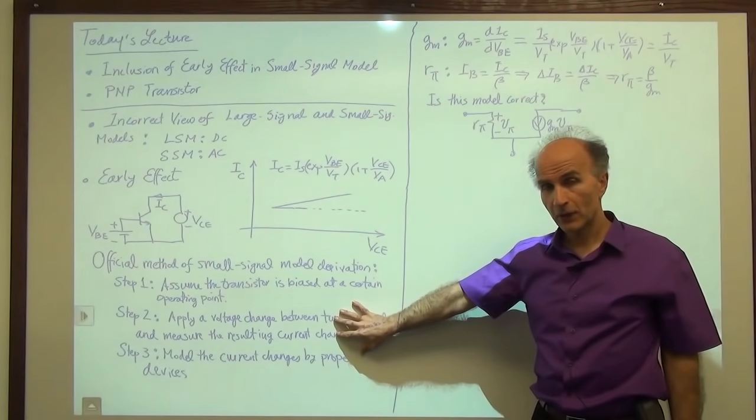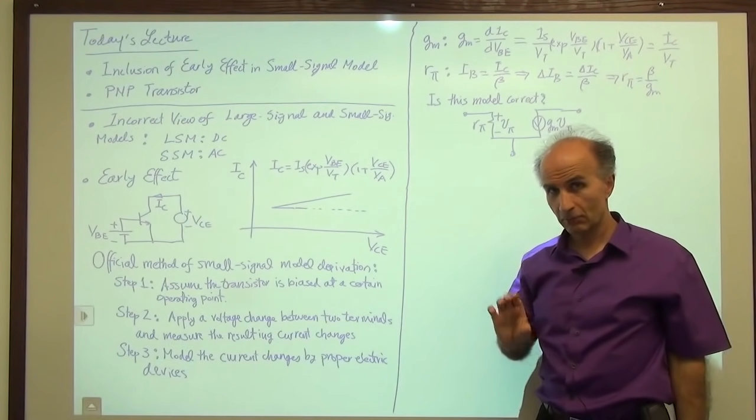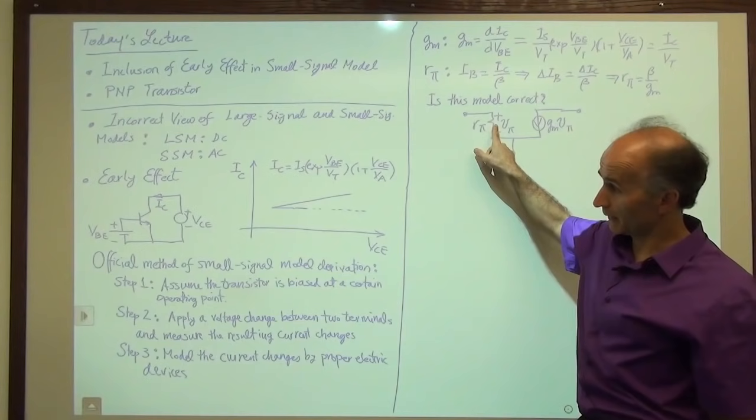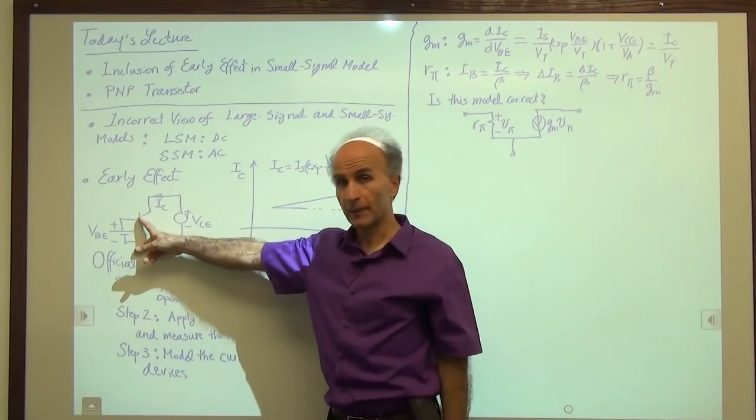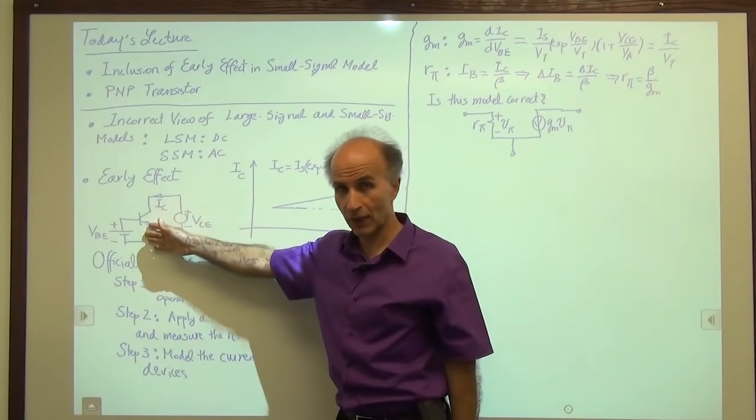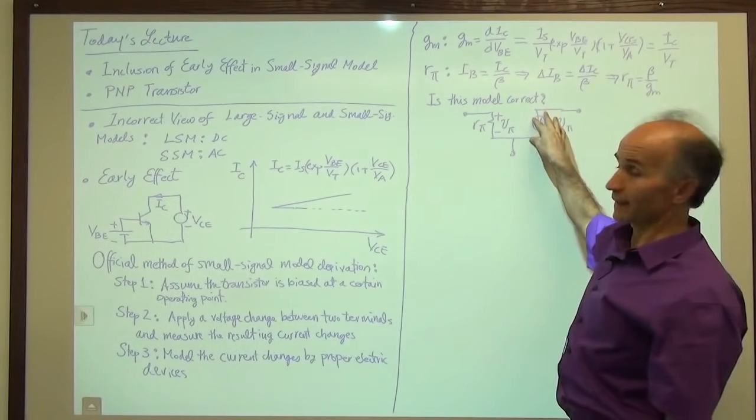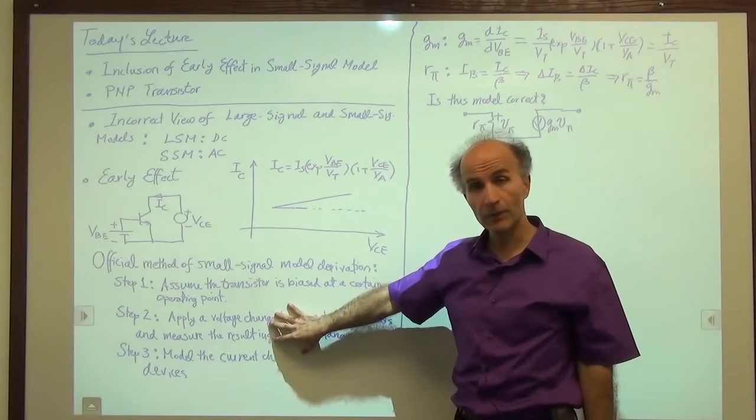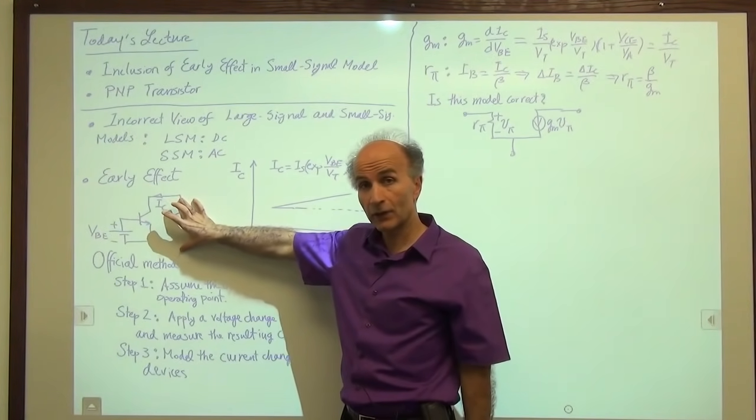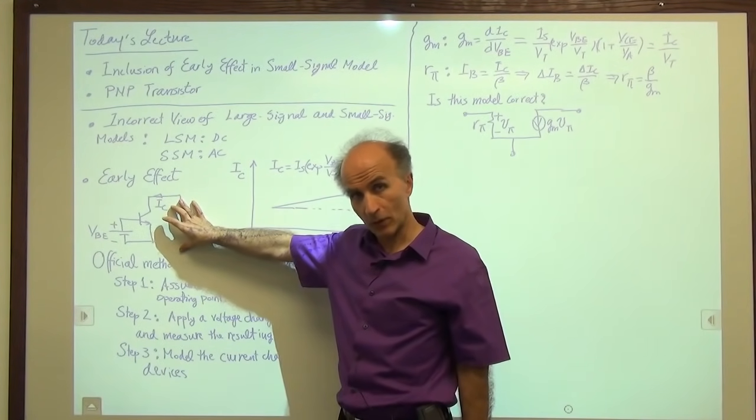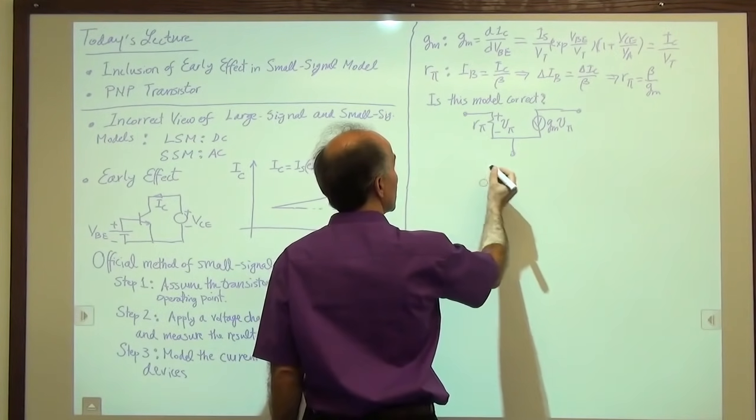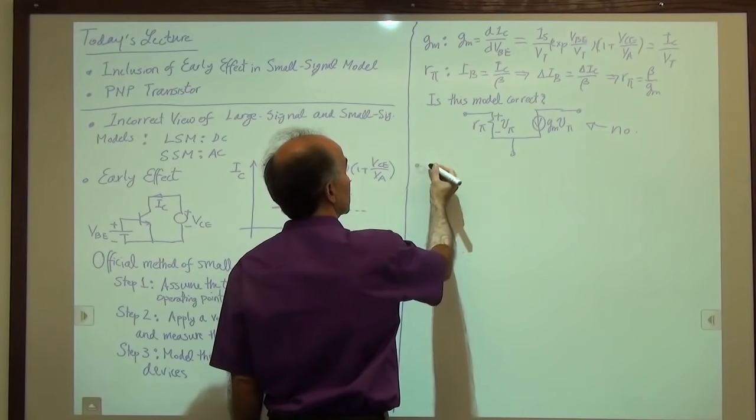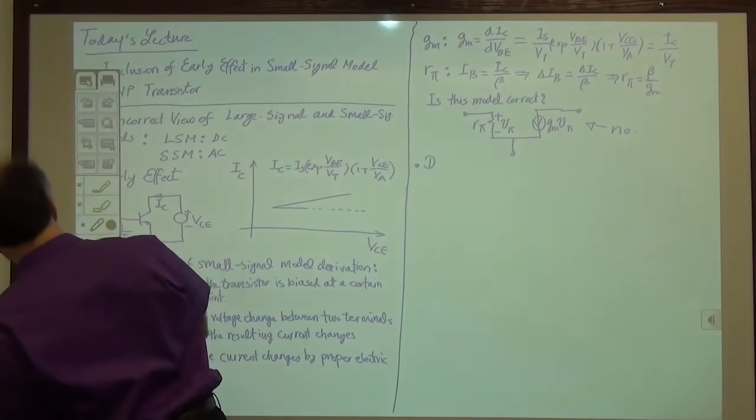So for that, we go to our procedure. The procedure said, apply a voltage change between two terminals and measure the resulting current changes everywhere. What we have done in arriving at these was to change the base emitter voltage. The collector current changes by GM times that change, then that's the current source that represents that. We divide that by beta, we got that for the base, that's all. But one test that we have not run yet according to this procedure is to apply a collector emitter voltage change and see what happens. So let's go ahead and do that. So the answer is no, this model is not correct. Let me write that here.